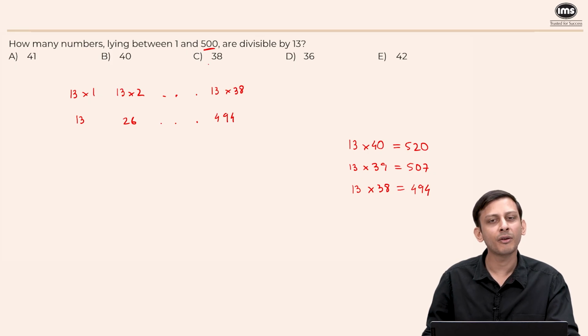So how many multiples of 13 are we getting? From 13 into 1 till 13 into 38, we are getting 38 multiples, and therefore the answer will be 38. 38 numbers in the given range which are divisible by 13.